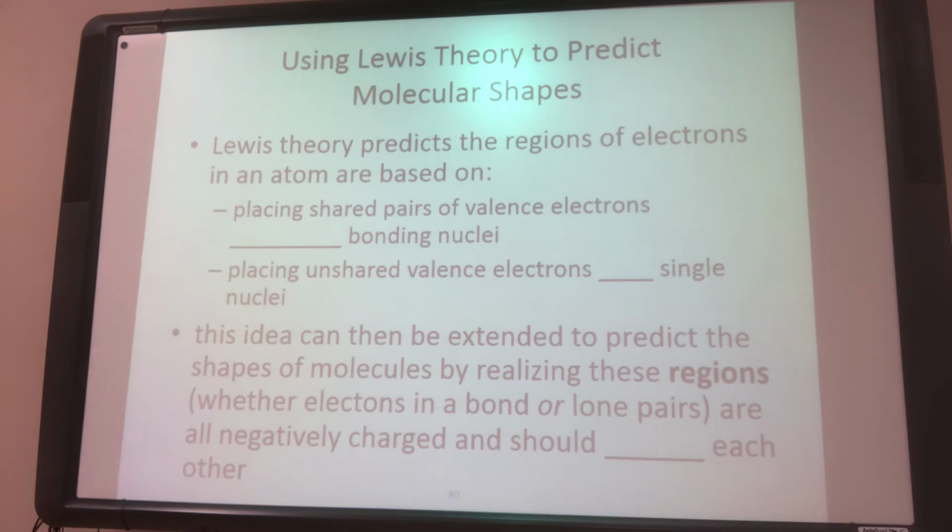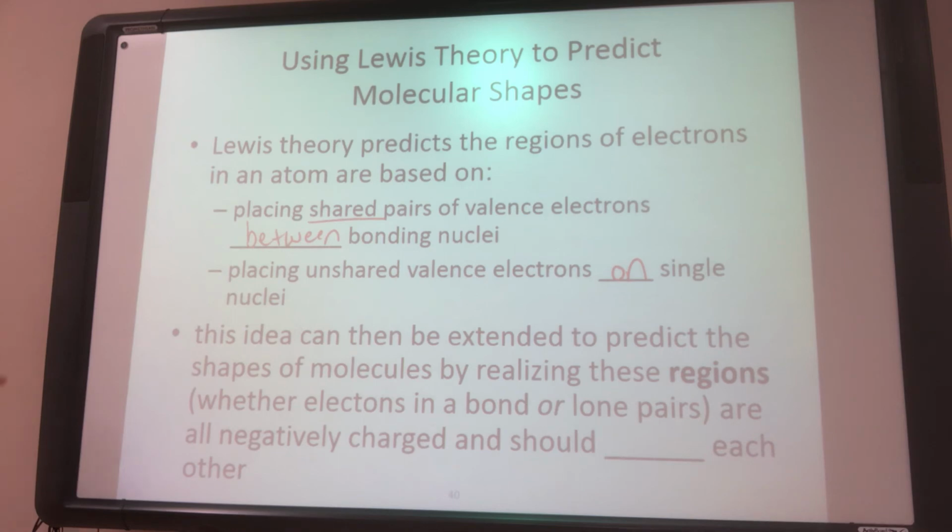So Lewis theory is going to help us to predict these shapes. How so? Because Lewis theory predicts the regions of electrons. So remember, when I draw my Lewis dot picture, I know where all the electrons are located, because I'm placing the shared electrons between the nuclei. These are my bonds. Okay? And I place unshared electrons on a single nucleus. So remember, I've got my bonding pair electrons and my lone pair electrons. So when I draw my Lewis structure, I know where my electrons are.